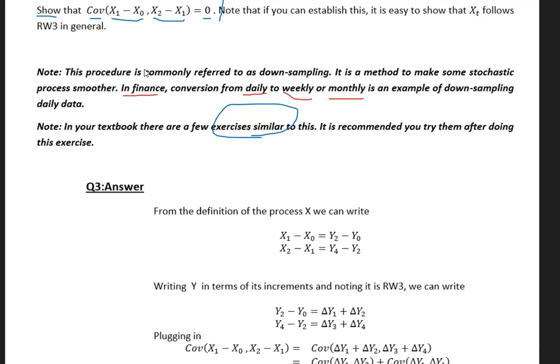Since we want to show the covariance between increments is 0, we rewrite our process in terms of the process whose property we know. Here we know that y follows a random walk, RW3. So rewriting this new process in terms of the original or old process, we obtain this relationship. In fact, we haven't done anything so far. We just rewrote what's already given in the problem statement.